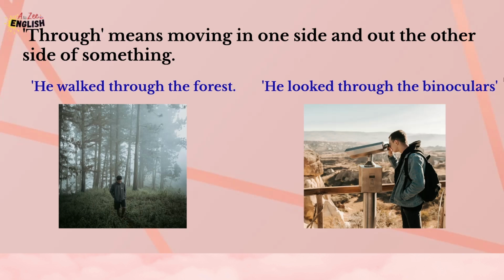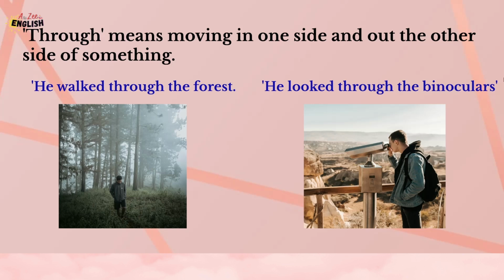For example, he walked through the forest. This means the preposition through indicates the movement from one side or boundary of the forest to the other side. It describes how the person traversed the forest by moving from the entry point on one side to the exit point on the opposite side, passing through the dense forest and trees that characterized the environment.